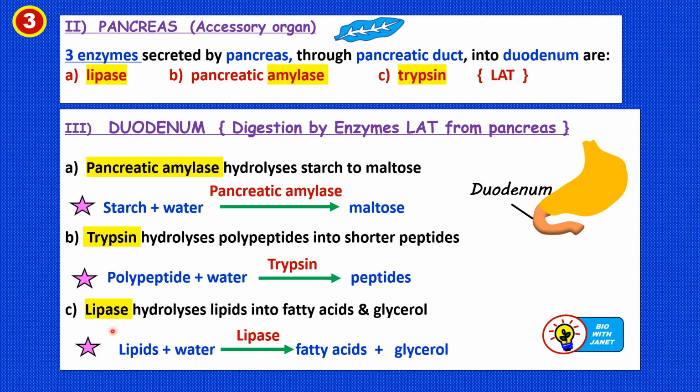Okay, lipase hydrolyzes lipids into fatty acids and glycerol. So equation is lipids plus water, with the action of lipase, the enzyme lipase, fatty acids and glycerol are then produced. So try and memorize the 3 enzymes from pancreas and also the equations for their reactions.